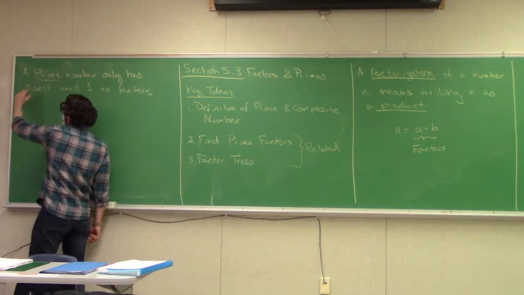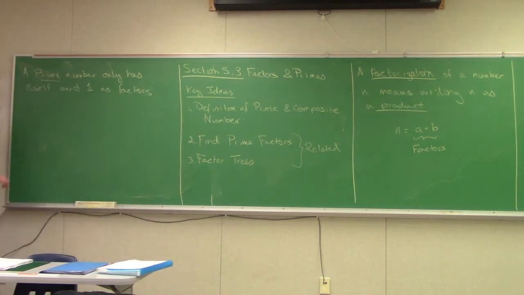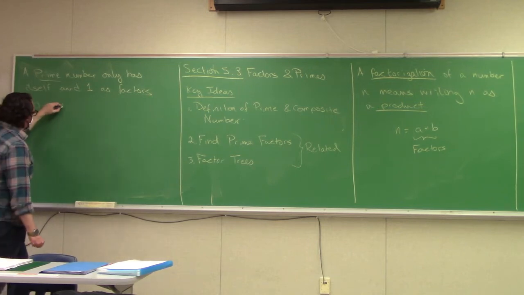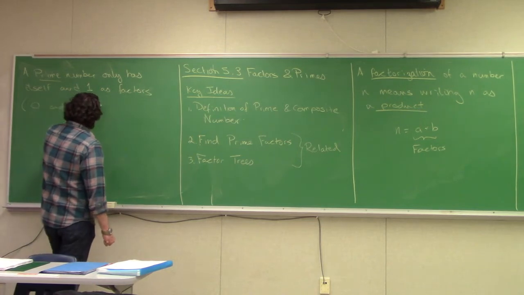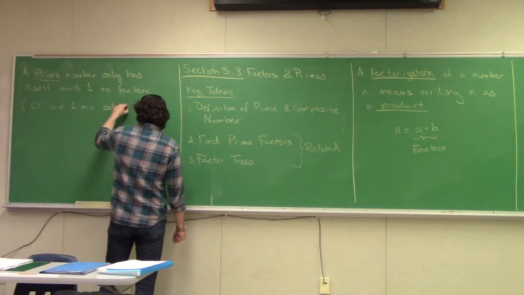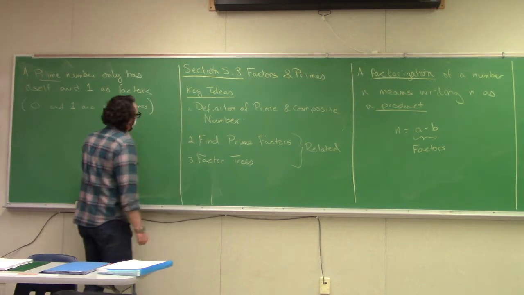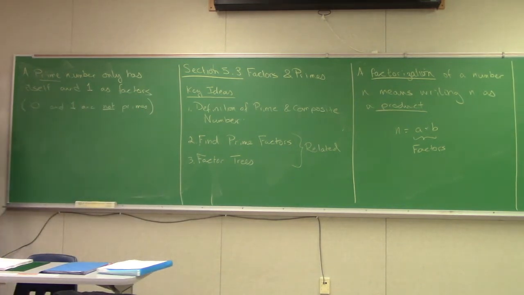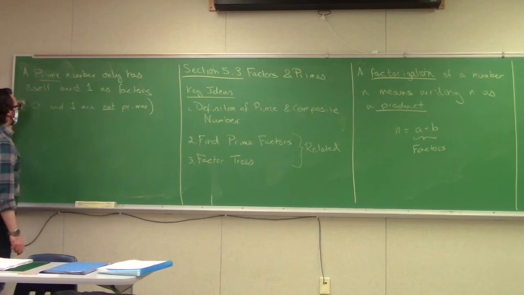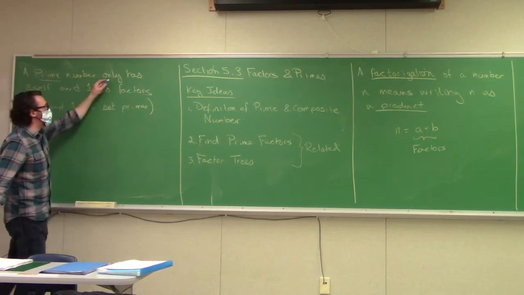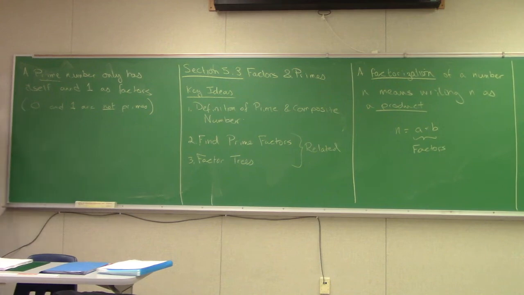A prime number only has itself and 1 as factors. Okay. 0 and 1 are not considered primes. I'll show you why in a little bit. So a number is prime if it only has itself and 1 as factors. Otherwise, it is composite.